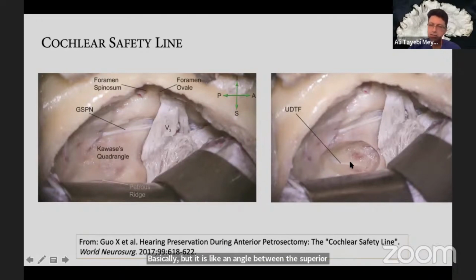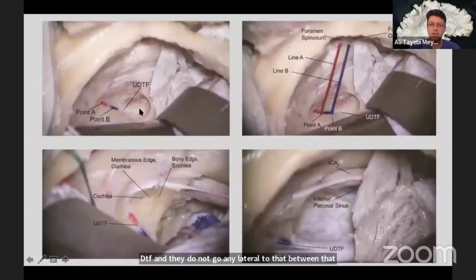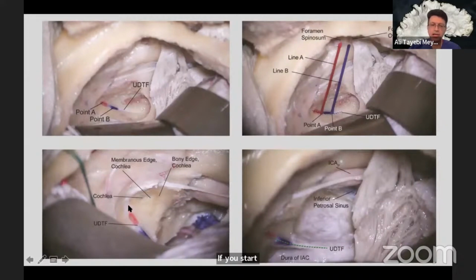So you find it, and then you have the foramen spinosum and the foramen ovale. The safest way to protect the cochlea is to start a line from the foramen ovale and make a perpendicular line to this UDTF. Then do not go any lateral to that, between that line and the GSPN. If you start drilling just medial to that, you're going to be safe. But if you go any lateral to that, you're probably going to hit the cochlea here.